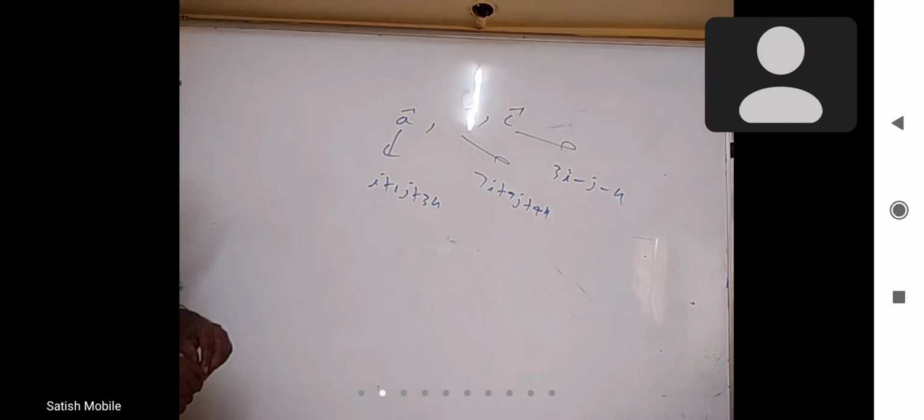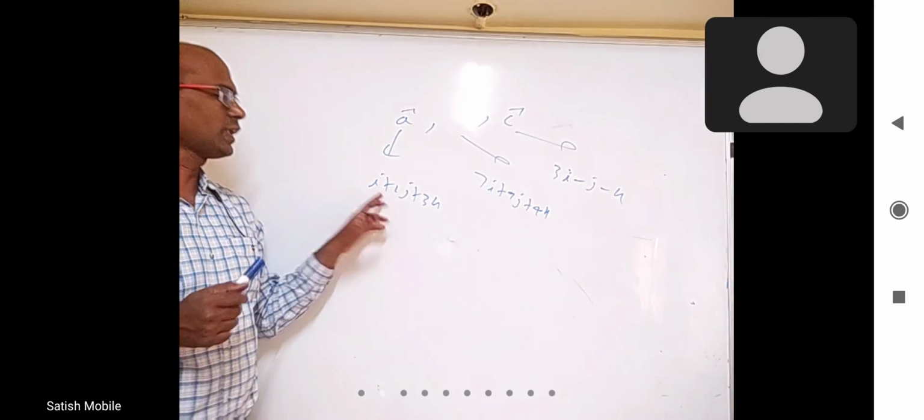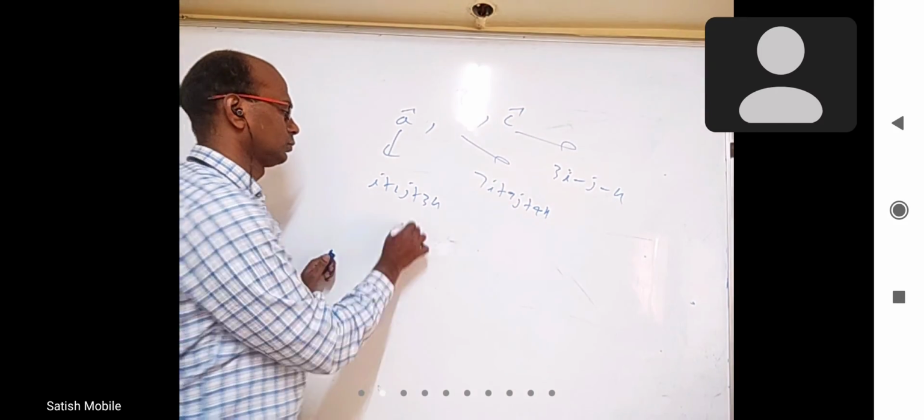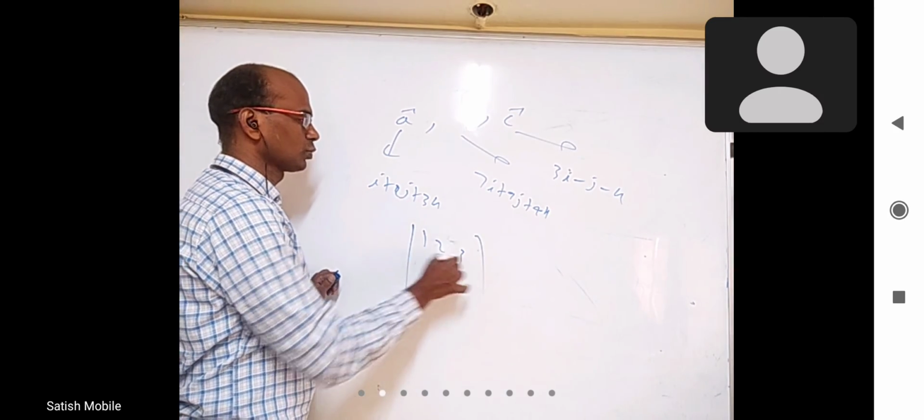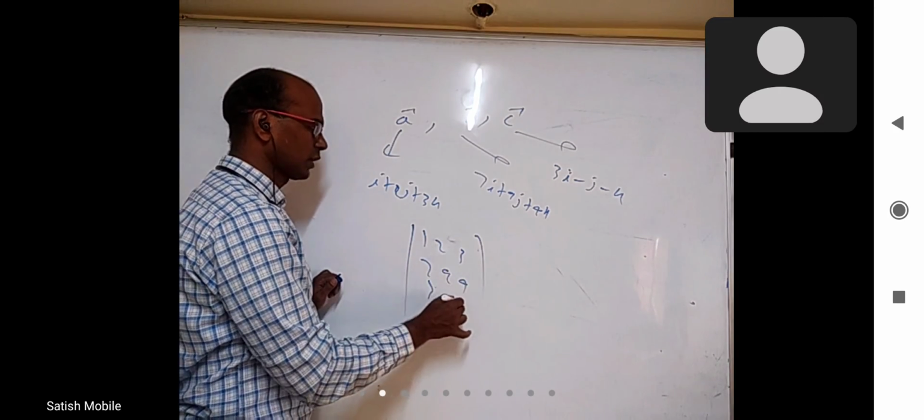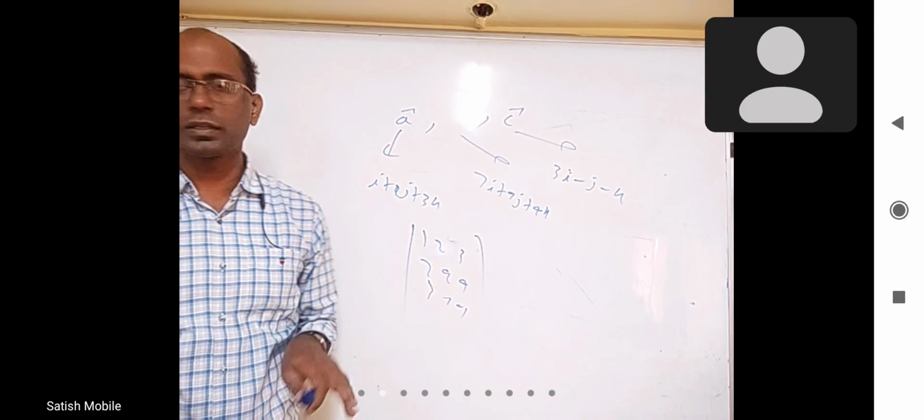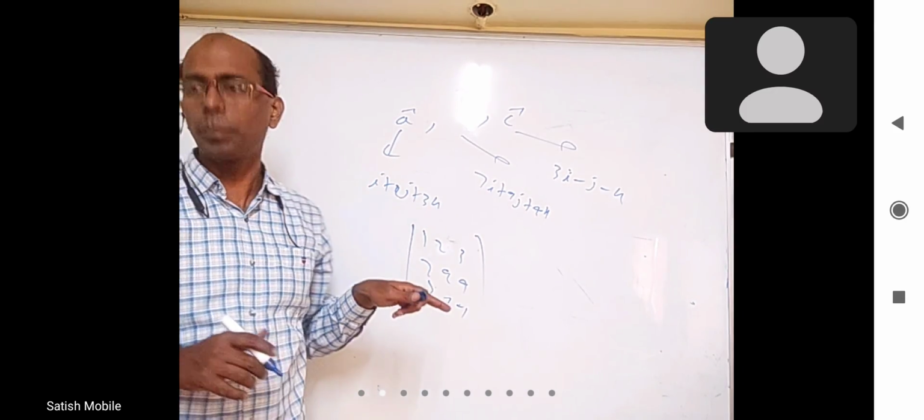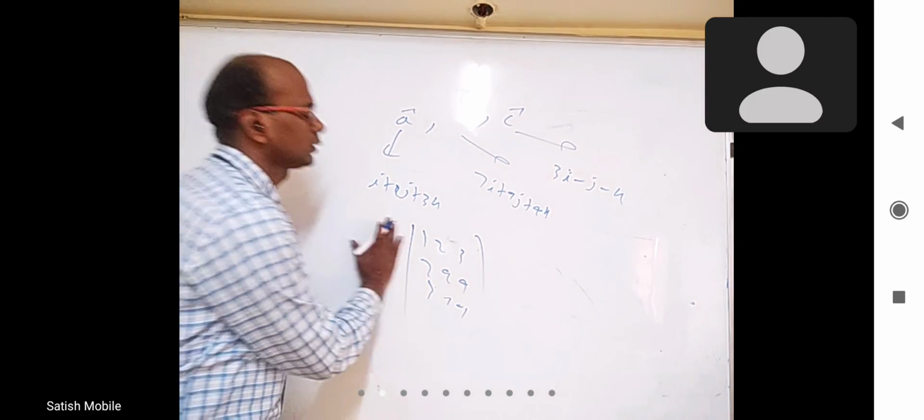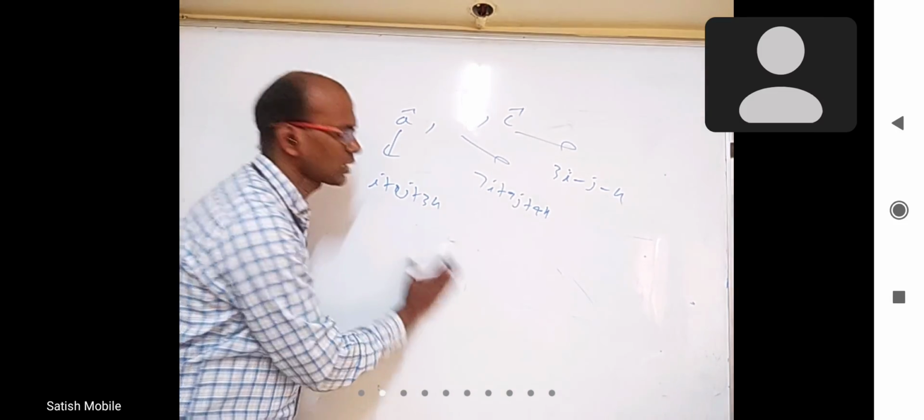How to verify? There are two methods. One is to take this determinant equal to 0: 1, 2, 3; 7, 9, 4; 3, minus 1, minus 1. If this determinant is 0, they are coplanar, otherwise they are not coplanar. But what is the connection between the determinant and coplanarity? That will be studied in the triple product, which is the 4th chapter of this topic.